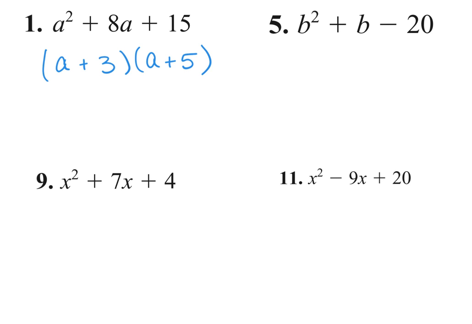Order does not matter, by the way. A plus 3, A plus 5 is the same thing as A plus 5, A plus 3. Order does not matter. It's multiplication. As long as you have a plus 3 and a plus 5, you're good.